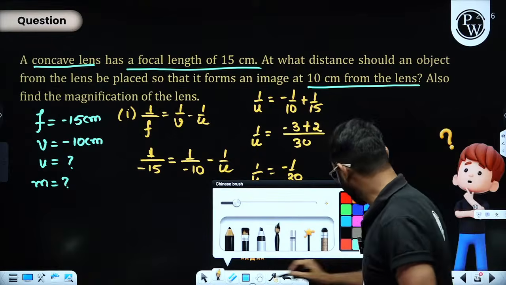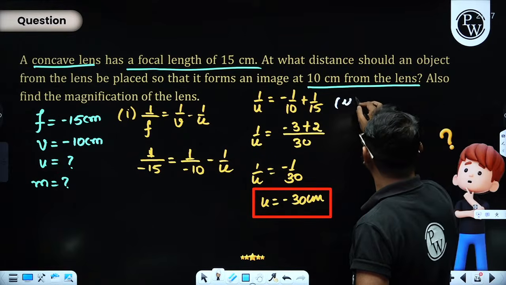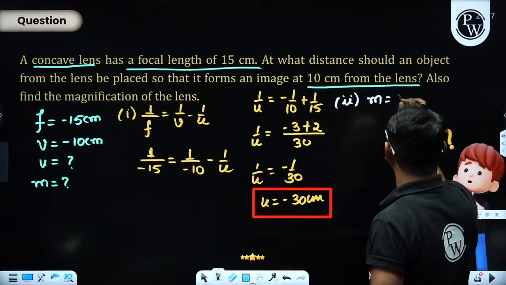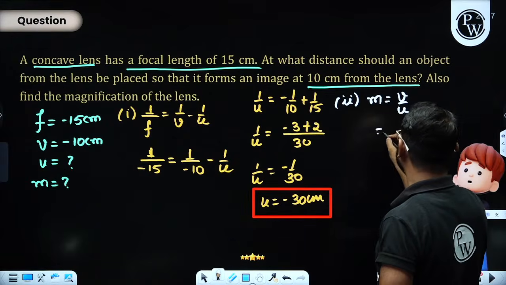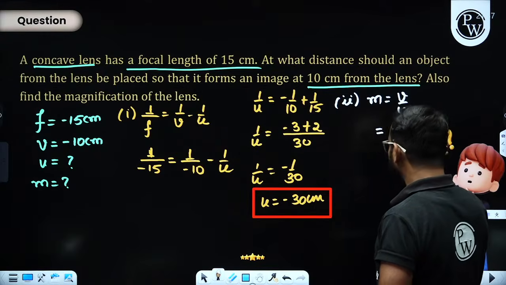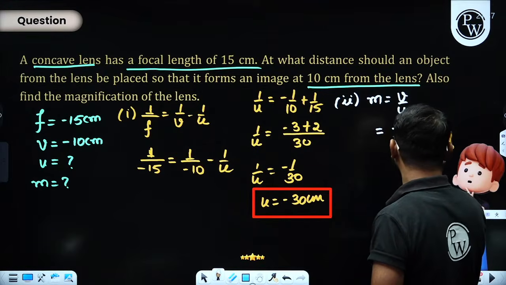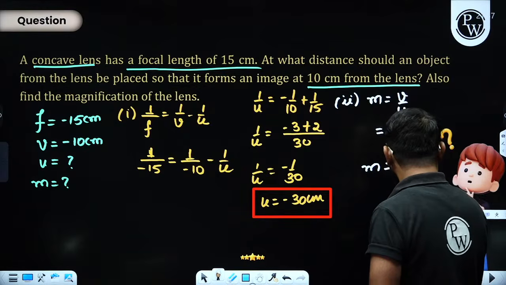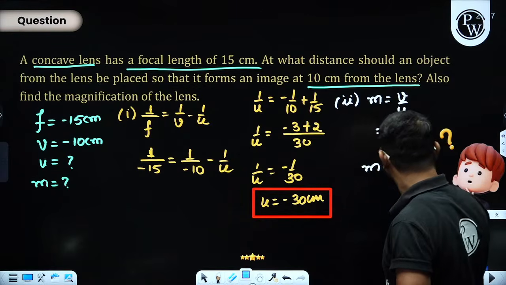Sir, magnification, first. Magnification, second part. Magnification is equal to v by u with no negative sign. Value of v is minus 10. Value of u is minus 30. Magnification, sir, 1 by 3.